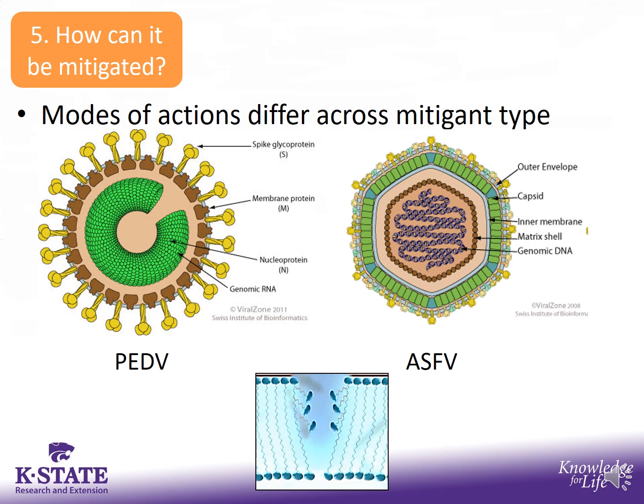The modes of action certainly do differ across mitigant type, and here's that structure of PEDV again compared to African swine fever virus. And I pulled this up because we're again frequently asked if medium-chain fatty acid-based products prevent African swine fever virus transmission. We again have no data to make this determination. Our hypothesized mode of action of medium chain fatty acids is that in the lipid bilayer, which is shown here on the bottom, those medium chains create pores in PEDV membranes that lead to viral instability. And we think that this may be similar to the mechanism in African swine fever virus.